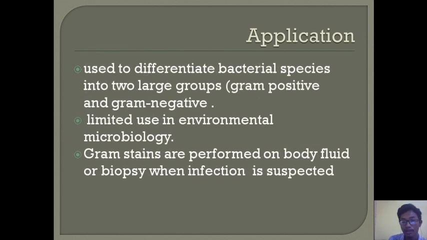There are various applications of gram staining. It is mainly used to differentiate bacterial species into two large groups, that is gram positive and gram negative. It has some limited use in environmental microbiology. Gram stains are also performed on body fluid or biopsy when infection is suspected. So these are a few applications of gram staining.